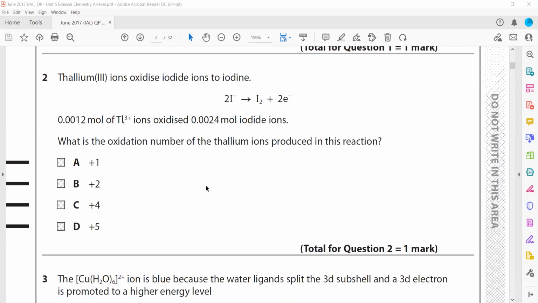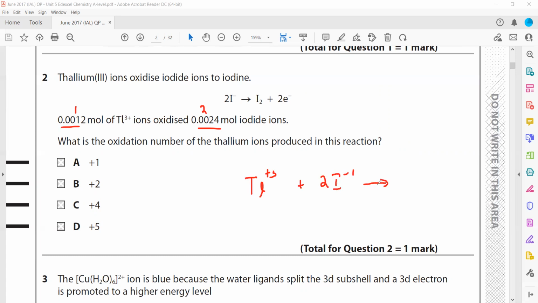Next question 2. Thallium ion oxidizes iodide ion into iodine molecule. 0.0012 moles of thallium ion oxidized 0.0024 moles of iodide. What is the oxidation number? So we have to check the ratio in which they react. So 1:2 is the ratio. As you can see, 0.0012 and 0.0024. So 1:2. So it means when 1 mole of Tl is there, it is reacting with 2 moles of iodide ion.